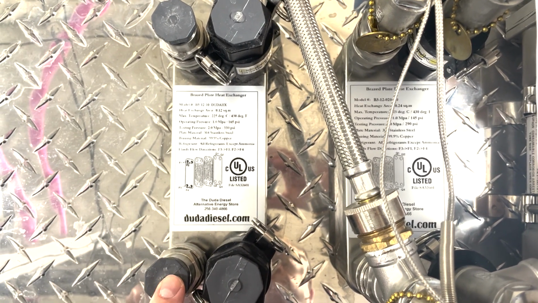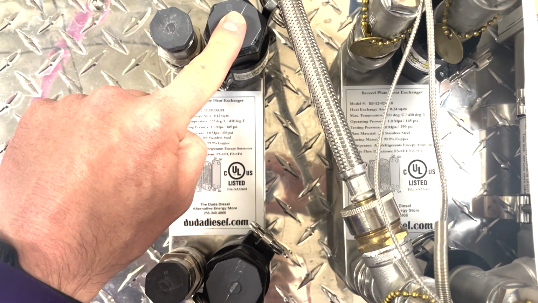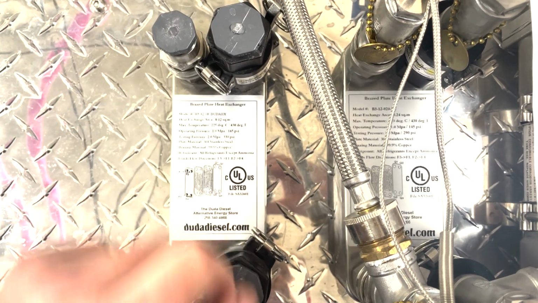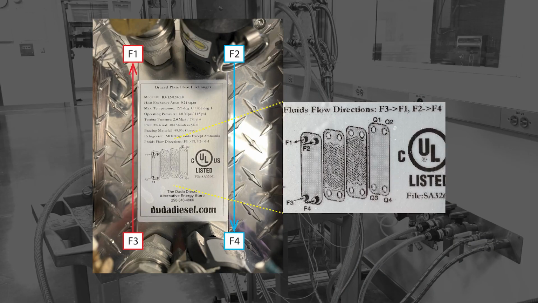Since F3, the inlet of one stream, and F2, the inlet of the other stream, are at opposite ends of the exchanger, this unit operates in counter flow. In our configuration, F3 is the inlet of the hot side stream and has stainless steel connections. F2 is the inlet of the cold side stream and has black connections.